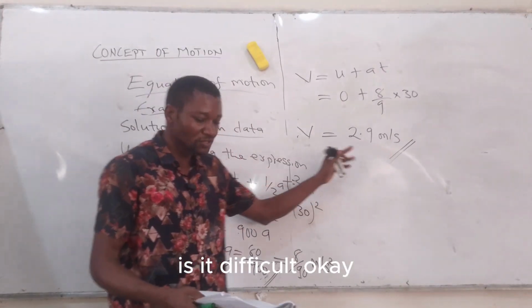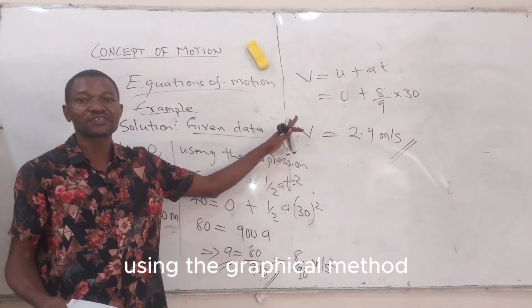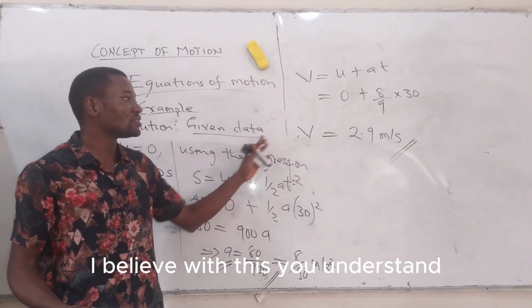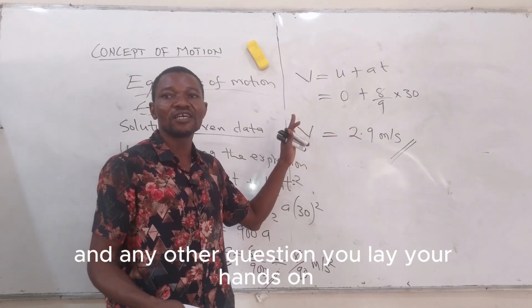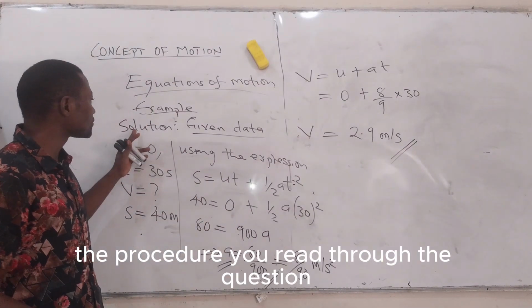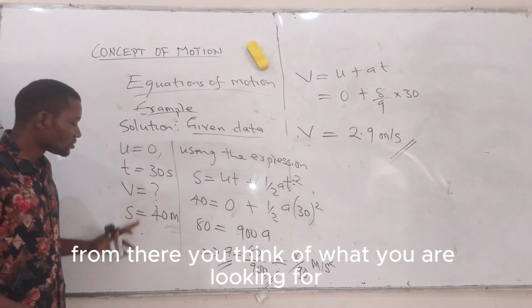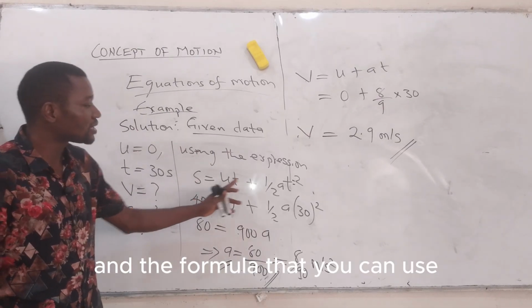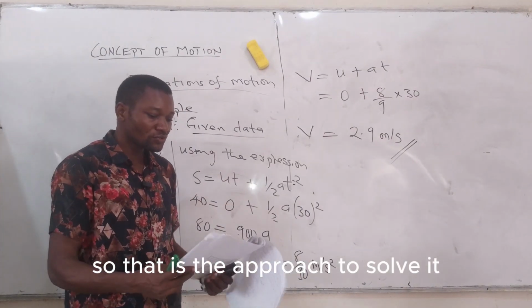Is it difficult? Okay, so we have solved so many examples using the graphical method and the equations of motion. I believe with this, you understand, and any other question you lay your hands on, you will be able to solve. And like I said, the procedure: you read through the question, the given data, you bring them out. From there, you think of what you are looking for and the formula that you can use. So that is the approach to solve it.